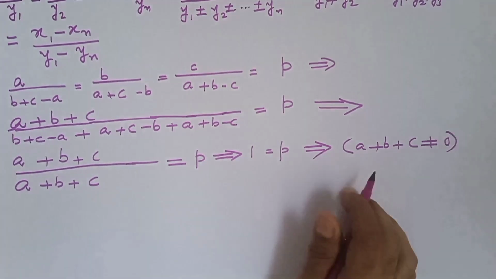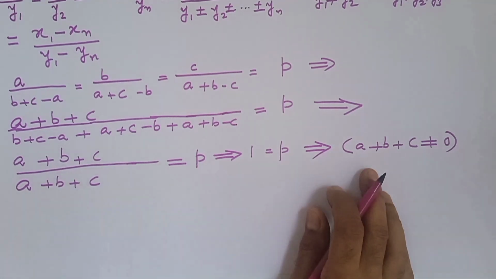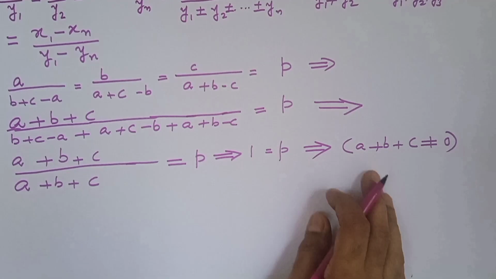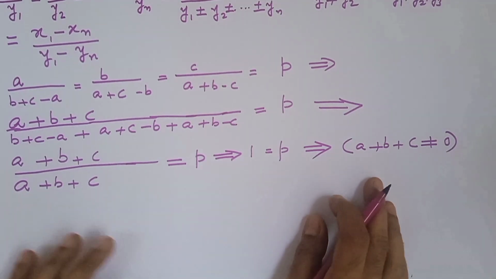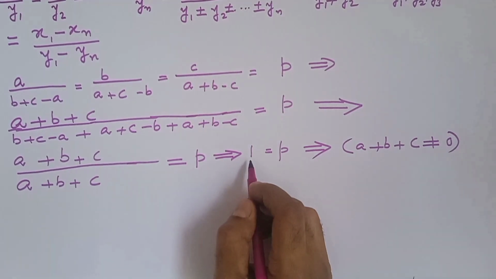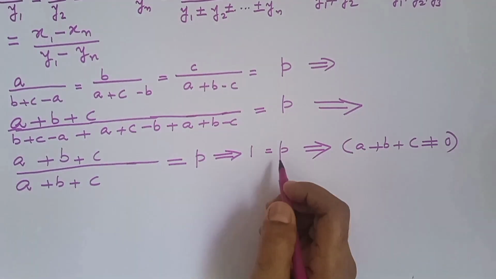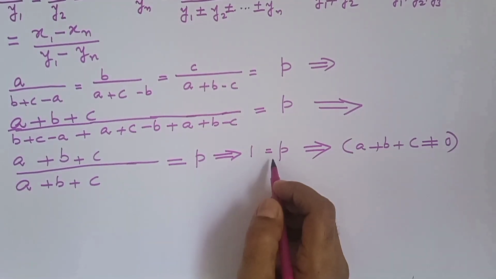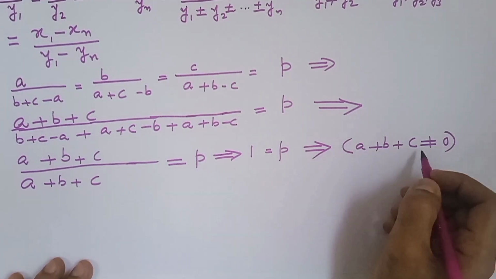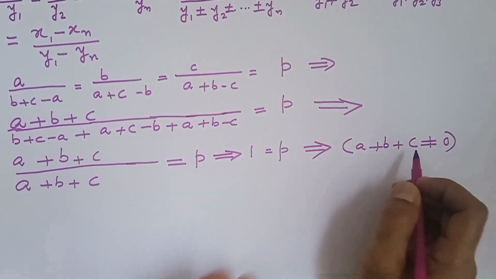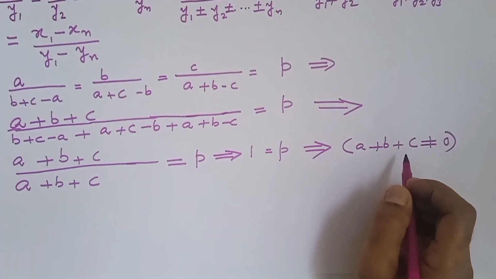If it is 0, what will happen? It will be like dividing a number by 0, and division by 0 is not defined in maths. So P is equal to 1 is only partly true as the value of P. In case of this being 0, which it can be, P cannot be 1.